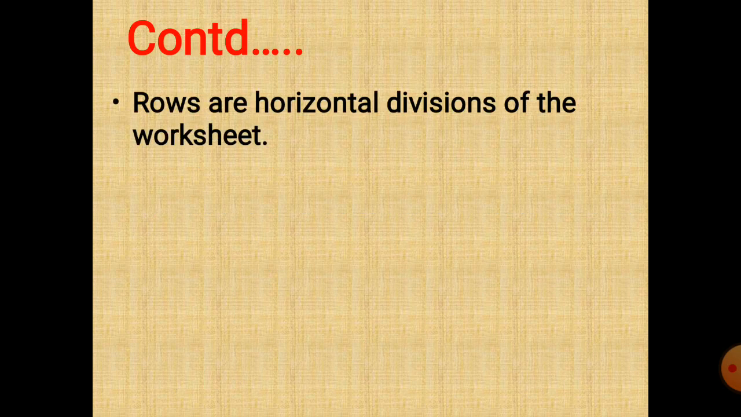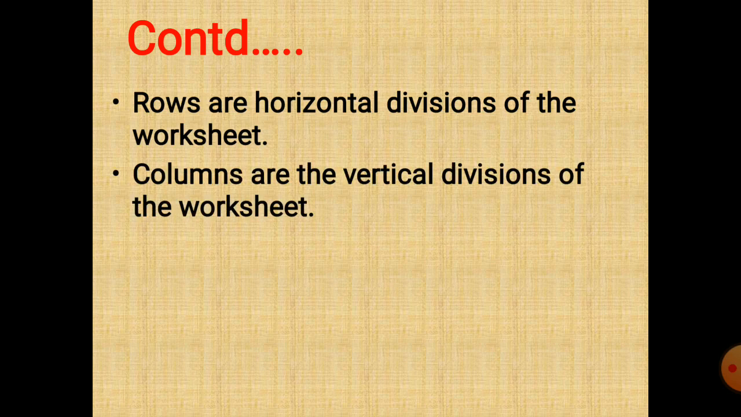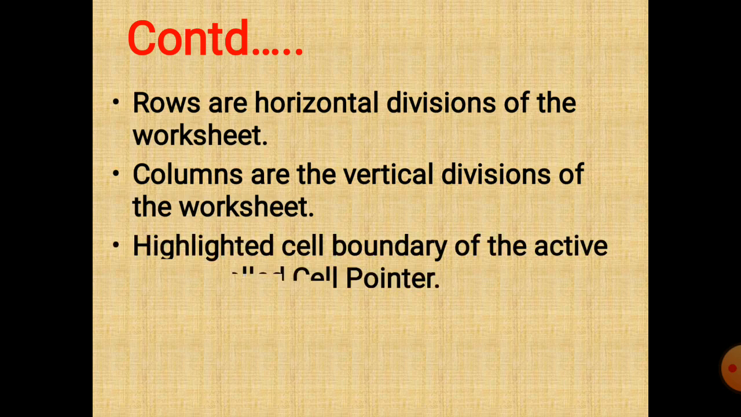Rows are horizontal divisions of the worksheet. Horizontal divisions are known as rows. And columns are the vertical divisions. The vertical lines in your sheet are known as columns. So vertical divisions are known as columns and horizontal divisions are known as rows.